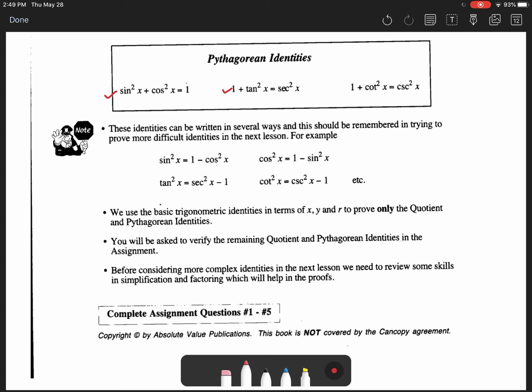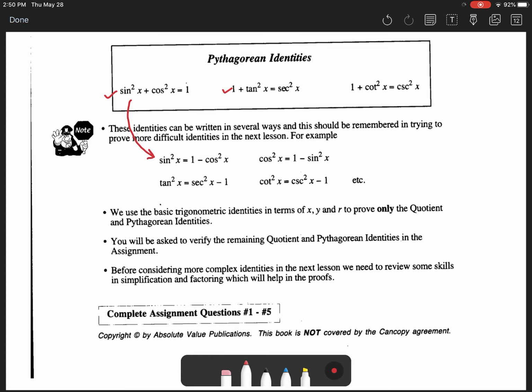All of these identities are given to you on a formula sheet. In my class anyway, you will see these on the back page of the workbook. If you flip to the back page of the workbook, basically the whole right-hand side of that formula sheet is trigonometry. Starting about a third of the way down to the very bottom are all the identities that we are going to learn from now and over the next 4 or 5 lessons. We're going to use these identities in several ways, and they should be remembered in trying to prove more difficult identities as the lessons get more complicated.